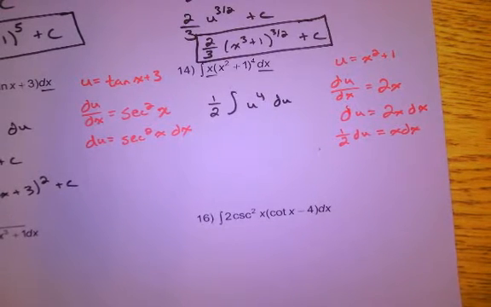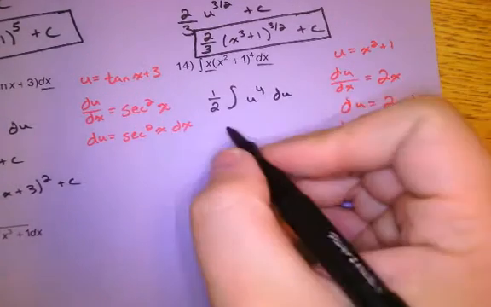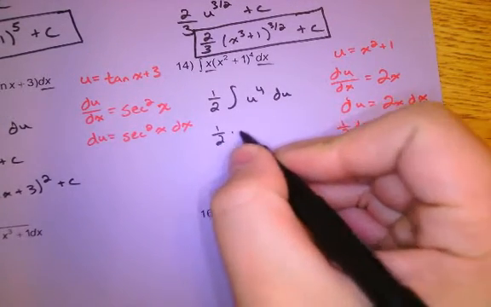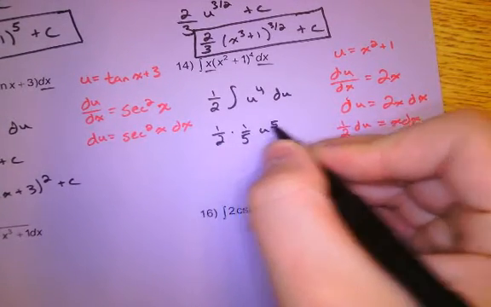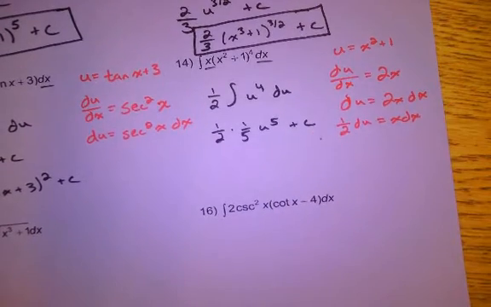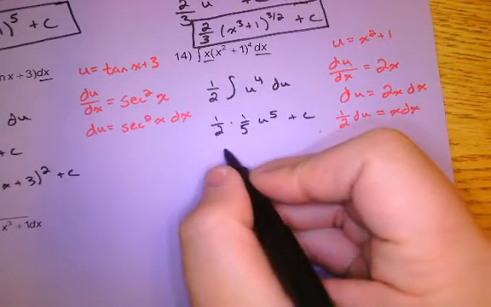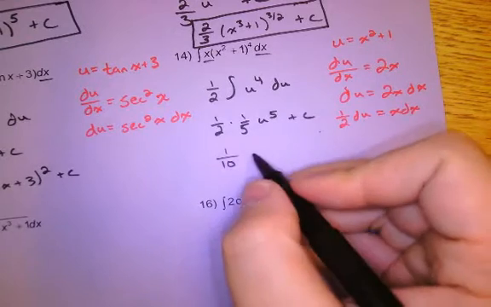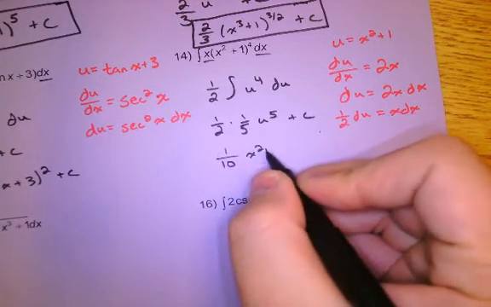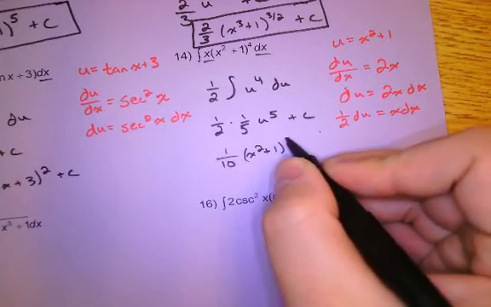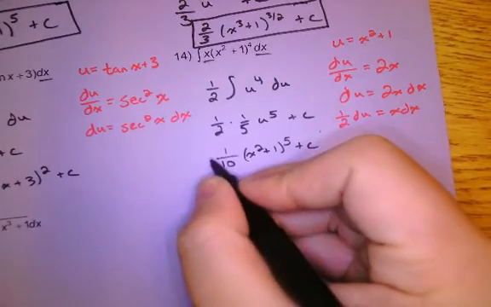Antiderivative of u to the 4th is 1/5 u to the 5th. So 1/2 times 1/5 u to the 5th plus c. So my coefficient is going to be 1/10, not u anymore, but (x squared plus 1) to the 5th, plus c.